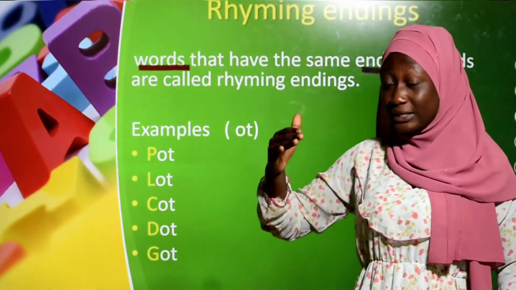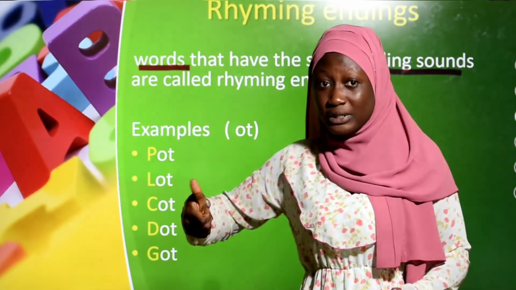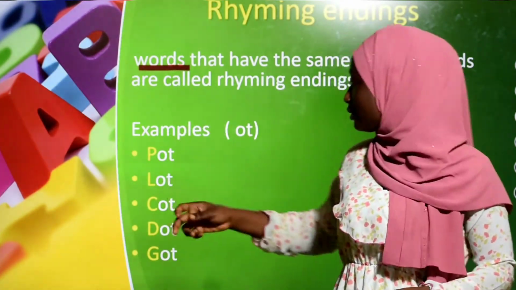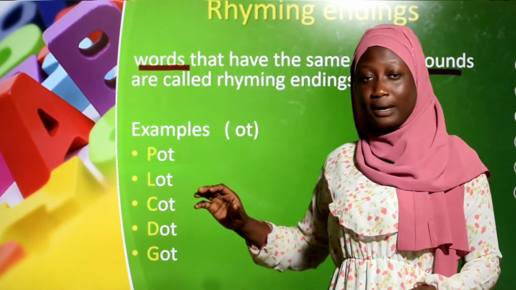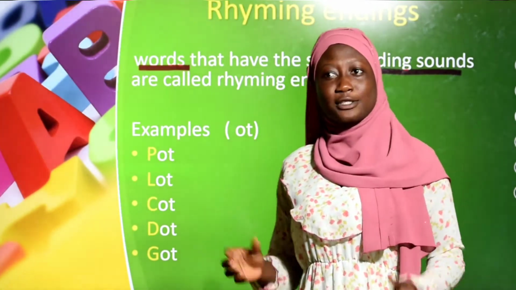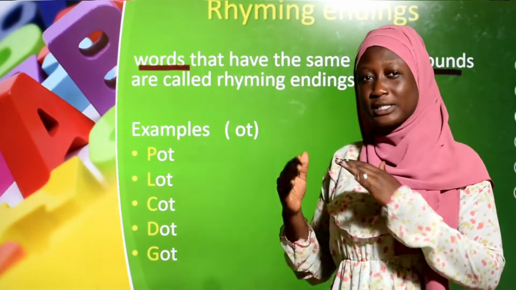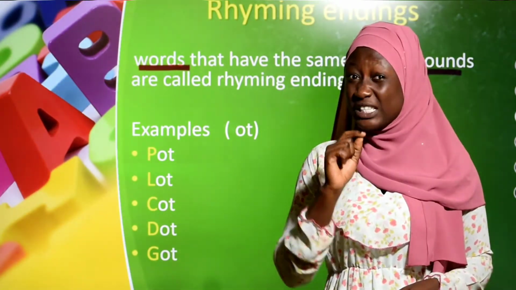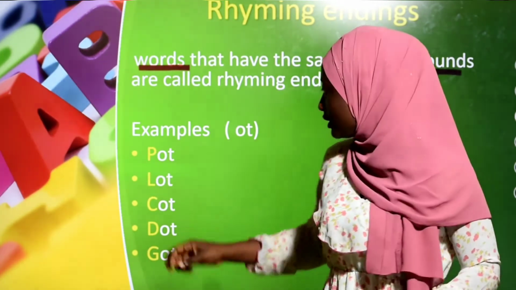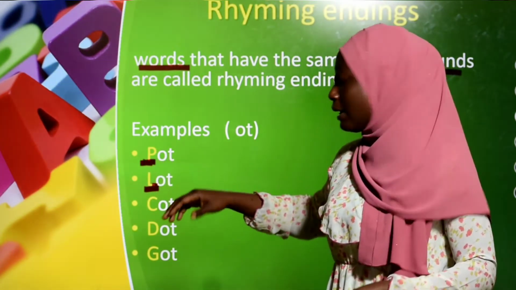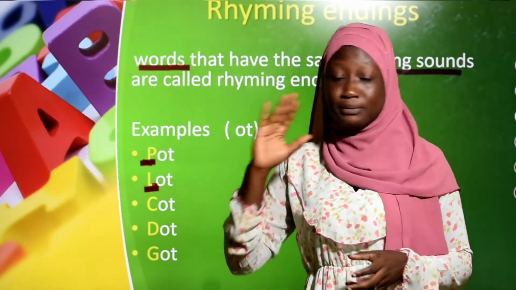Now let's look at the examples and see whether all my examples have the same or similar sounds. The first example is pot, and the second is lot. Let's look at these 2 words, pot and lot. What is the difference in the words? The only difference we have in the words is the first letters we added to the words. The p and the l, but the endings have the same sounds.